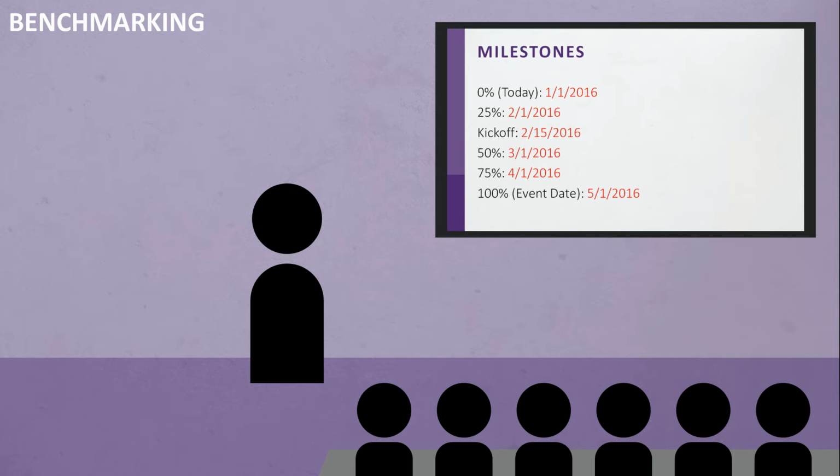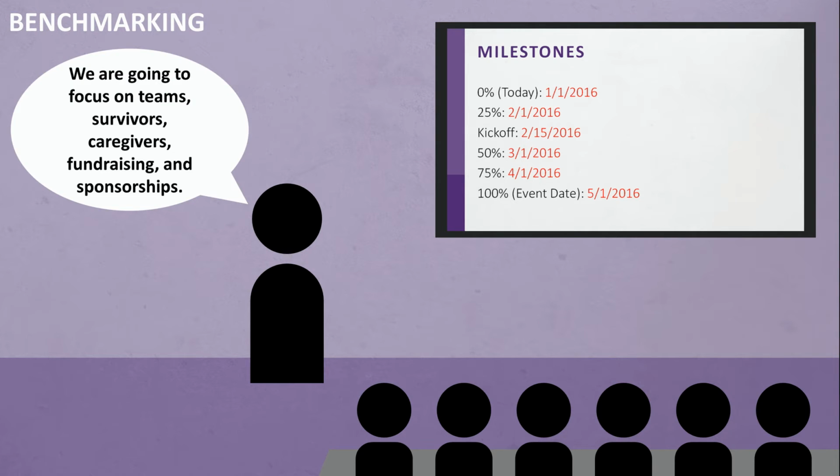Start by explaining metrics. Say, we're going to focus on teams, survivors, caregivers, fundraising, and sponsorships. This year, all Relay for Life events will be using the Sponsorship Now program, a consistent sponsorship package with the same benefits across more than 5,000 Relay for Life events.